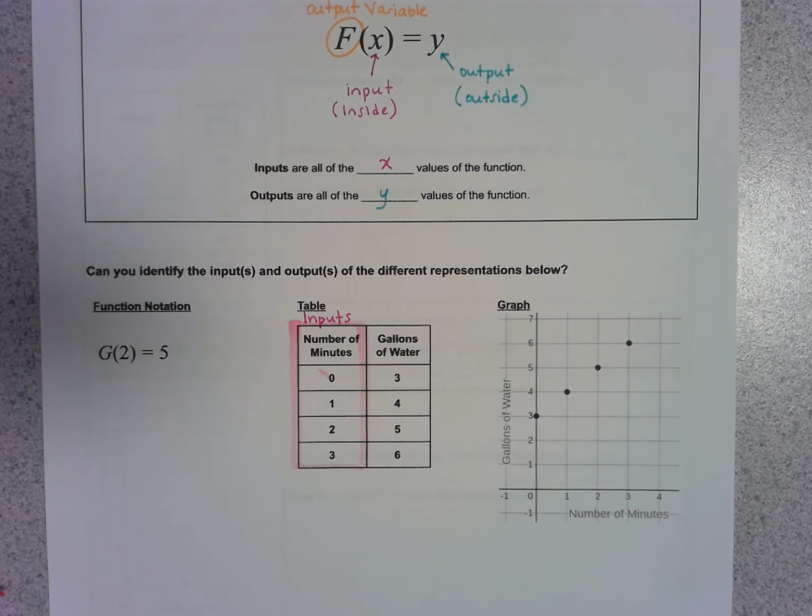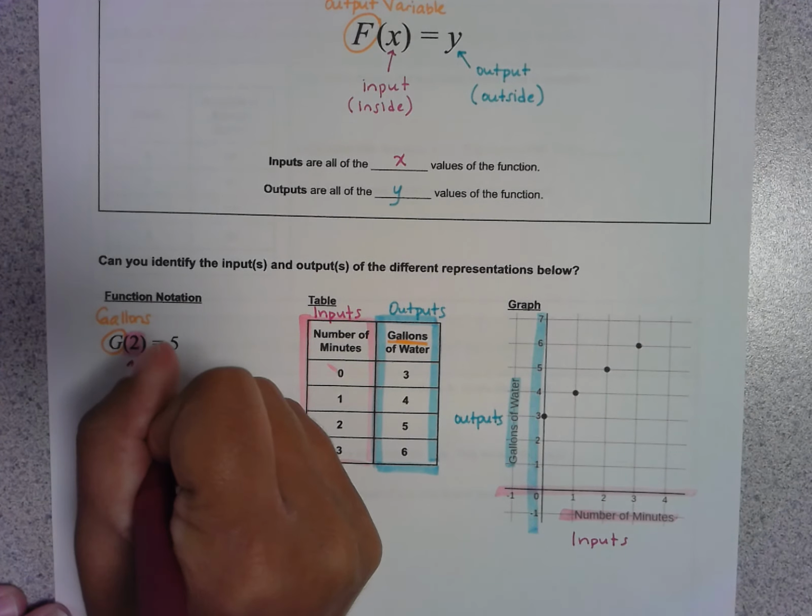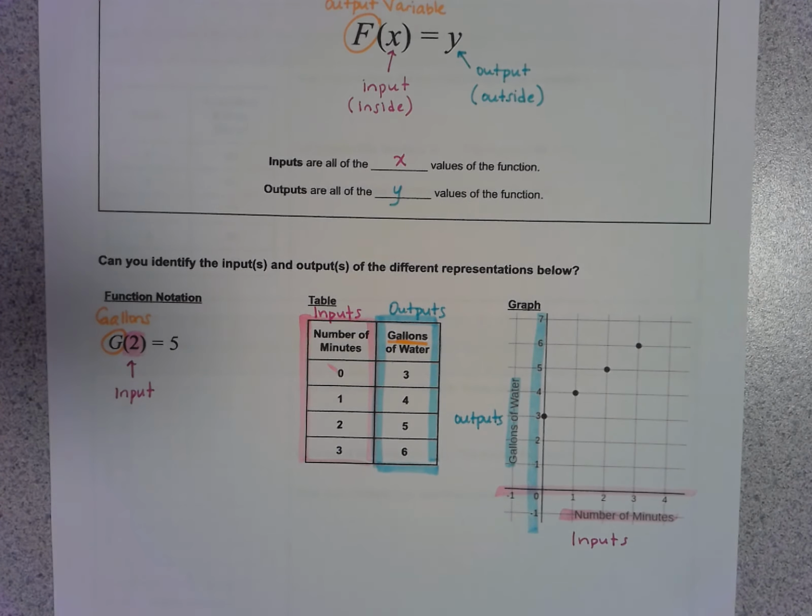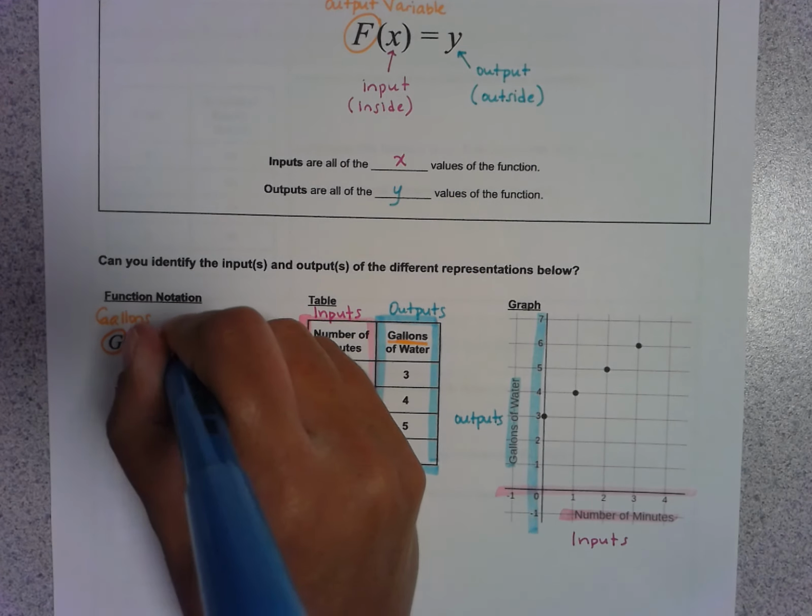All we're doing today is we're using inputs and outputs in what's called function notation. So you'll notice here we're using number of minutes and gallons of water. Because we're measuring the gallons of water, that's why this is called a G function. G stands for gallons. It's just the name of what you're measuring. And the input of this function would be inside of the parentheses, which is 2. So this is the input. And the output would be outside of the parentheses, which is the 5.